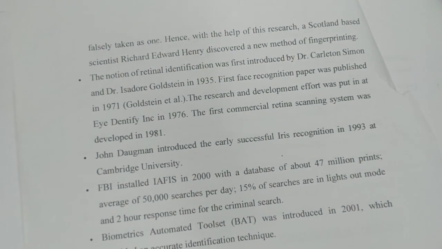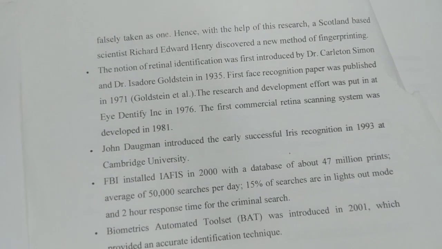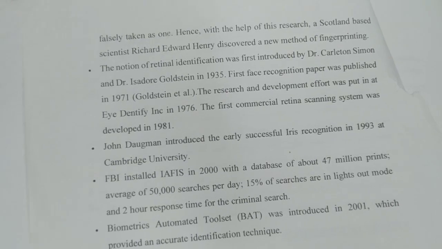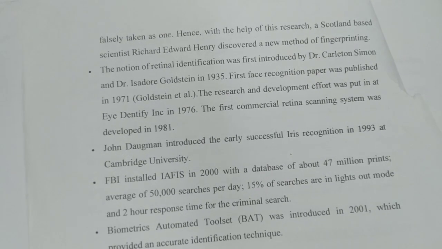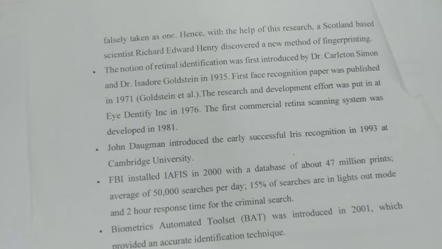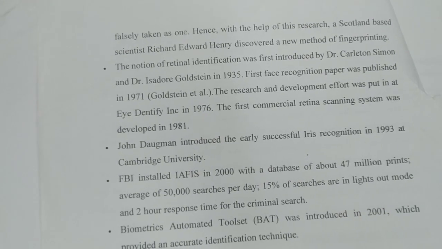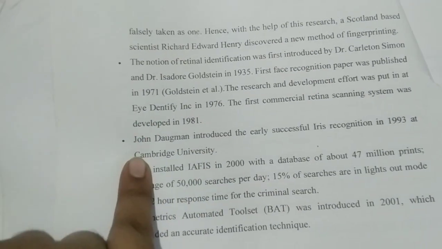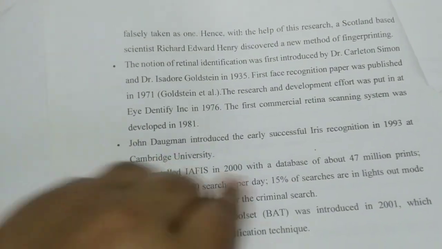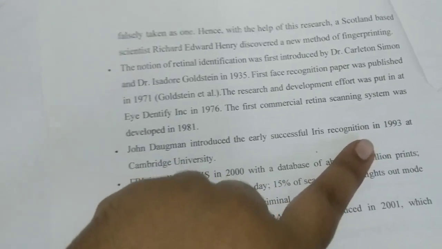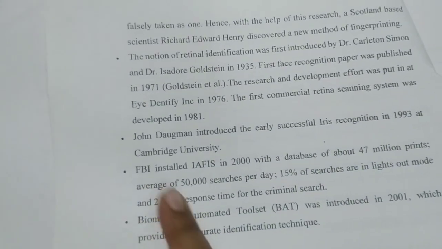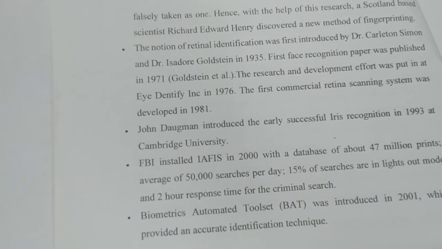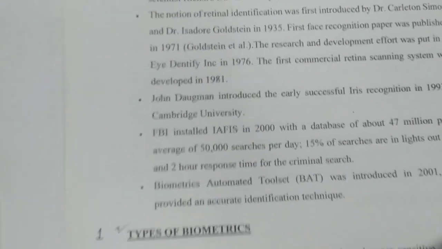And the notion of retina identification was introduced by Dr. Carleton Simon and Dr. Isadore Goldstein in 1935, by face recognition. Just remember the scientist's name and the year, and you can easily write it in an exam. Also remember these 2 points, the scientist's name and the year of establishment, like the FBI. And yeah, that's it. So let's see the types of biometrics.